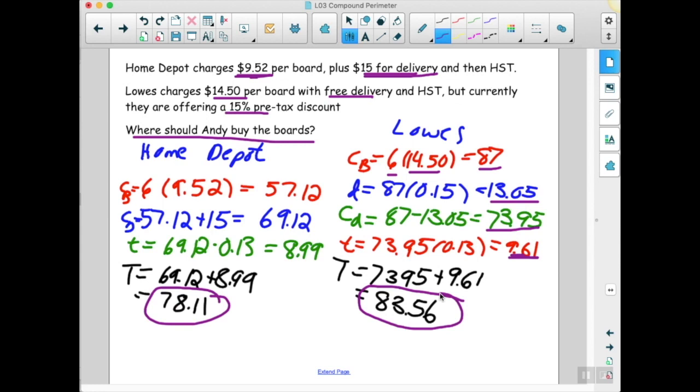So Andy should buy the boards at Home Depot, unless Lowe's happens to be fairly close to his house and Home Depot is further away, and we decided we would include the cost of gas. But strictly going on the price, he's going to save over $5 if he goes to Home Depot.